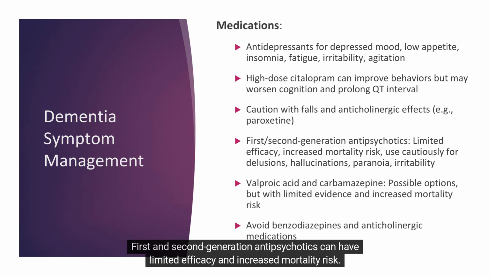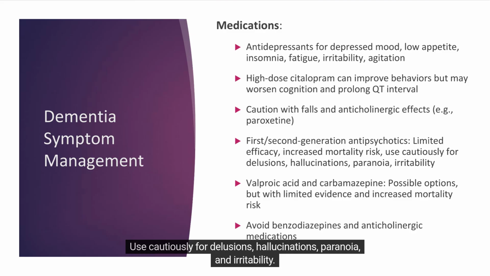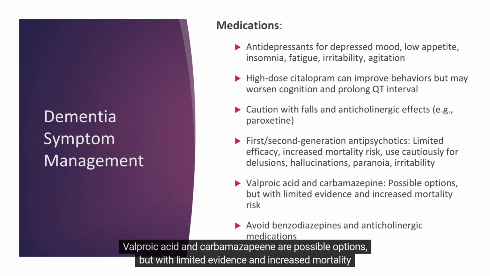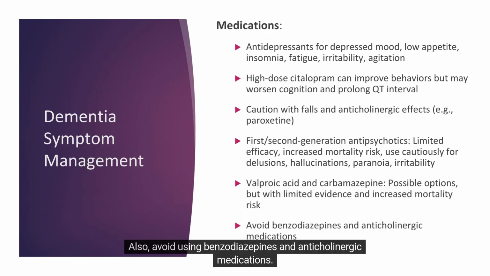First- and second-generation antipsychotics can have limited efficacy and increased mortality risk. Use cautiously for delusions, hallucinations, paranoia, and irritability. Valproic acid and carbamazepine are possible options, but with limited evidence and increased mortality risk. Also, avoid using benzodiazepines and anticholinergic medications.